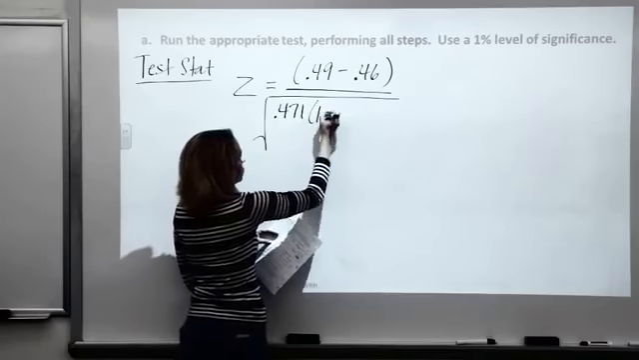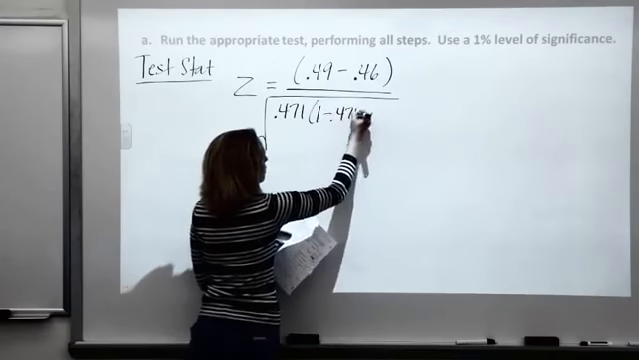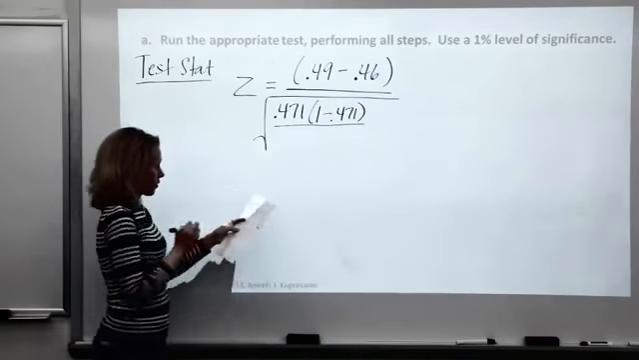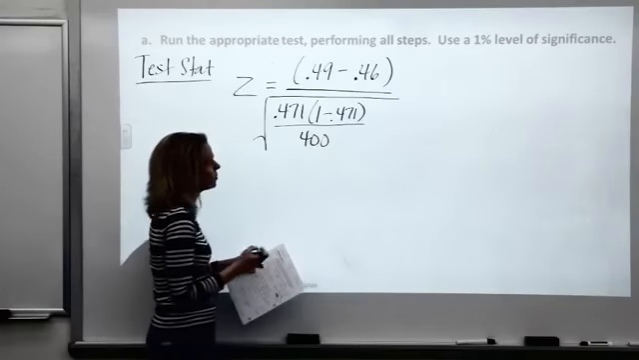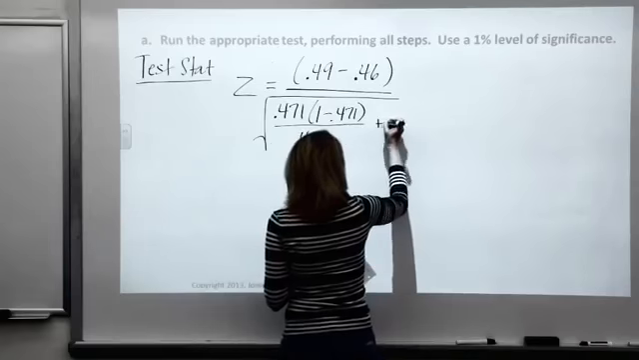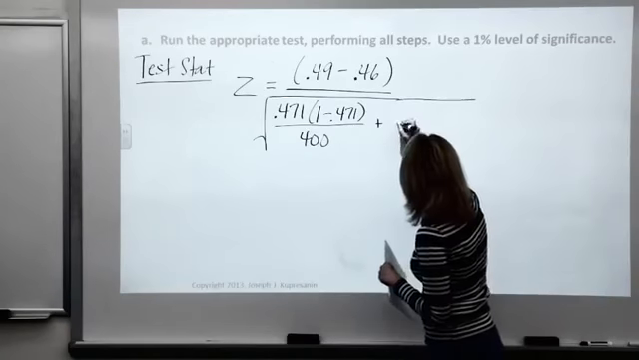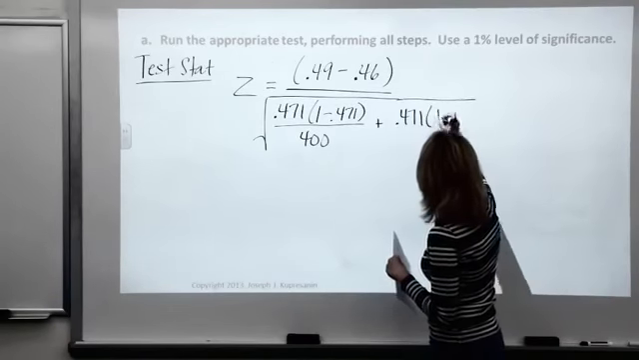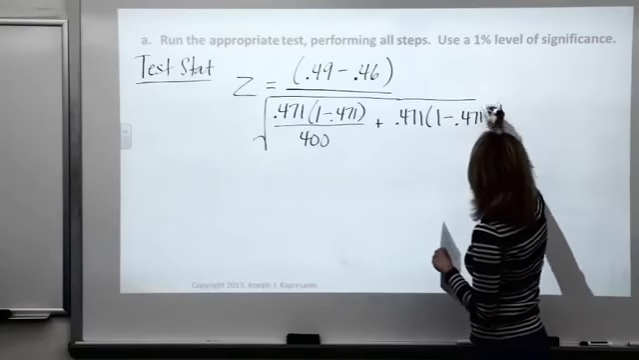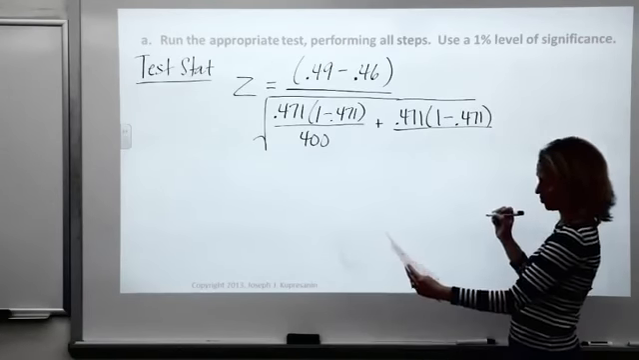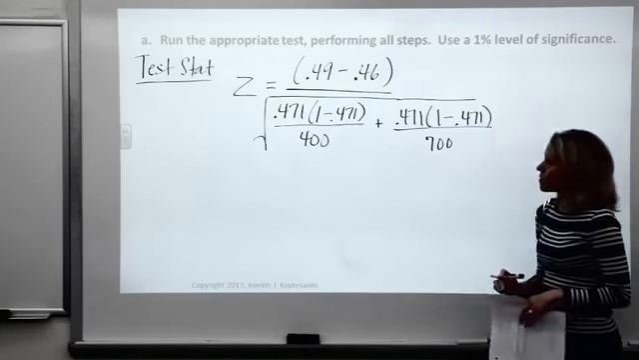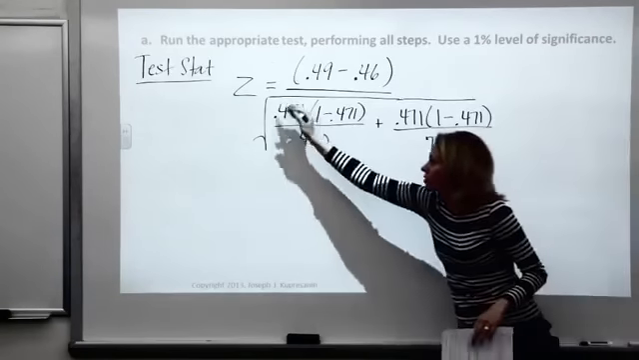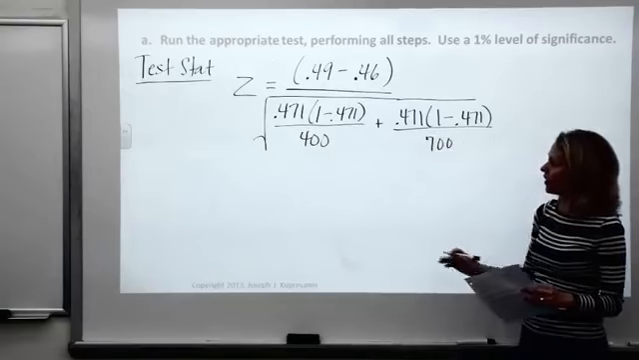We'll take that times 1 minus 0.471. Divide by our first sample size. At Cecil, we sampled 400 students. And then we'll do something similar over here, where we take our pooled value again, 1 minus that, and divide by our second sample size, which was 700. Make sure you're taking the square root of all of that.